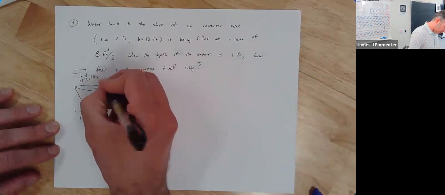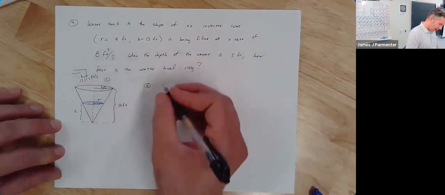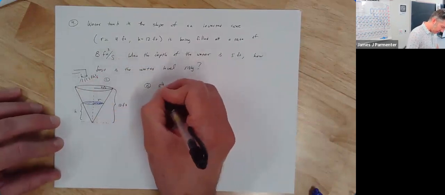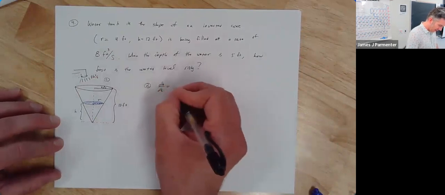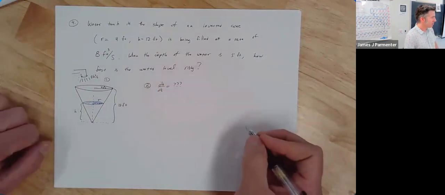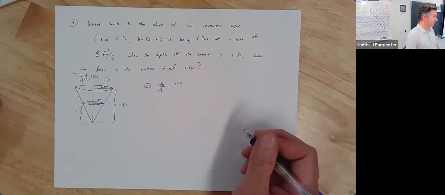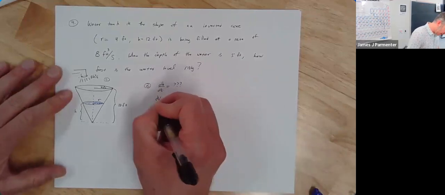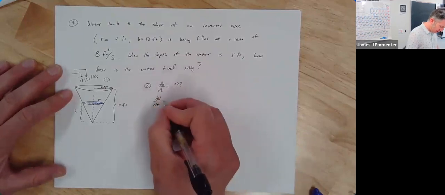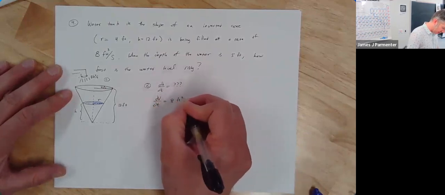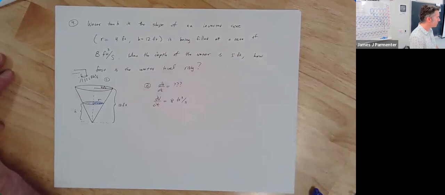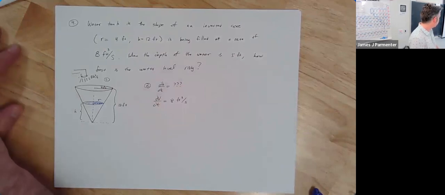Step 1, drew a picture. Step 2, what's changing? Well, I know that dh/dt is what I want to find. I wrote that first, though I usually wouldn't have. What I would have written first is dV/dt, the rate of change of volume, is 8 cubic feet per second. And I want to know dh/dt.